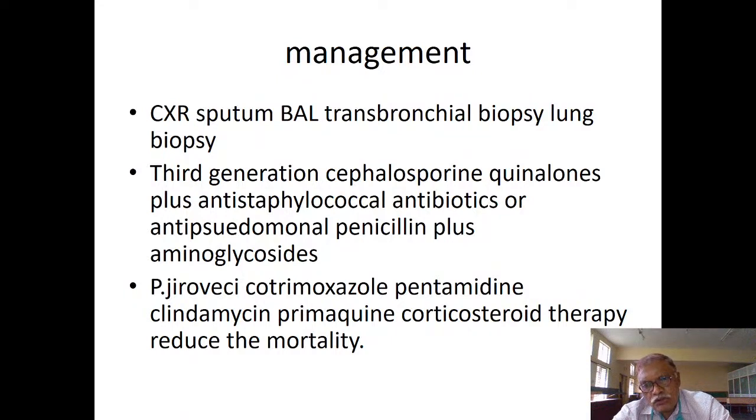Treatment is a third generation cephalosporin or quinolones plus anti-staphylococcal antibiotics, or anti-pseudomonal penicillin plus aminoglycosides. For Pneumocystis jirovecii: cotrimoxazole, pentamidine, clindamycin, primaquine. Corticosteroid therapy can reduce the mortality in immunocompromised patients with infections.